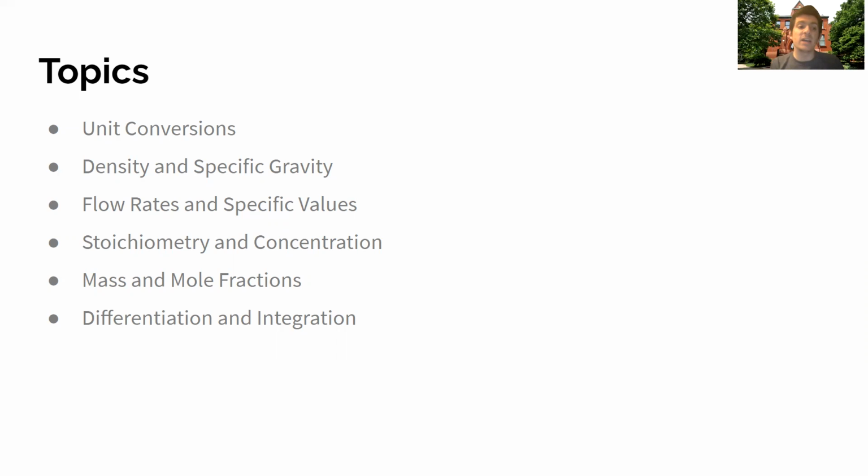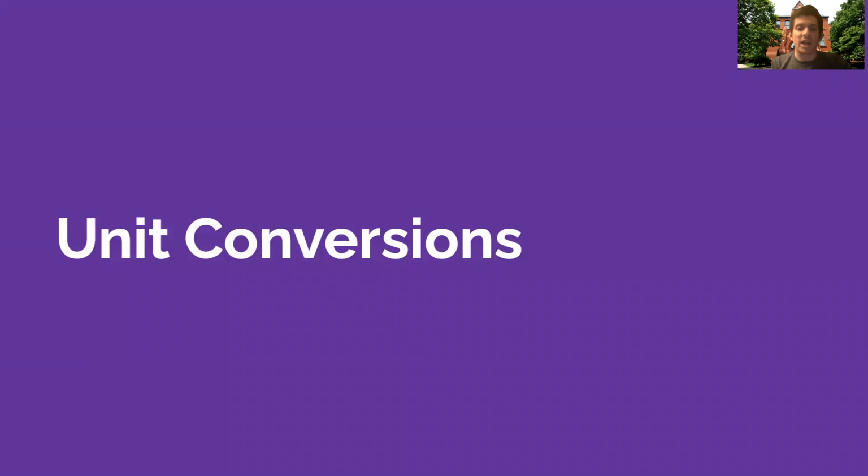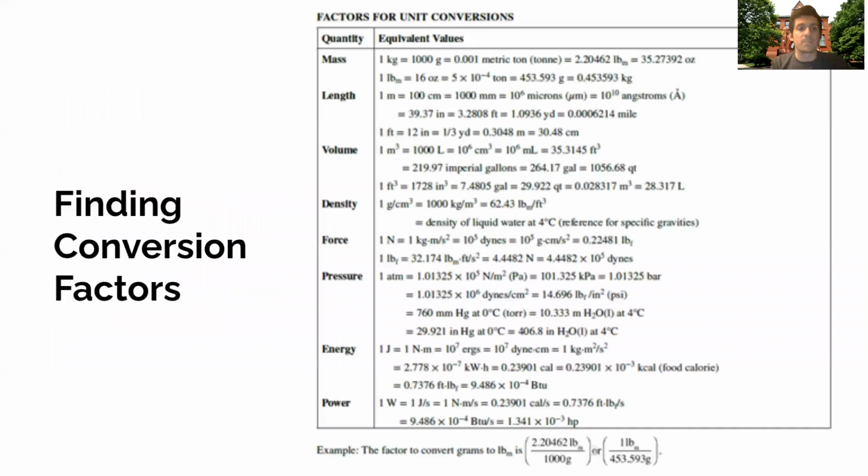But with that being said, we're going to go ahead and give a brief overview of each of these topics here. So the first one we're going to take a look at is, well, unit conversions. The first thing that's really important with unit conversions is understanding what they are. In chemical engineering specifically, there are so many different quantities that we need to measure.